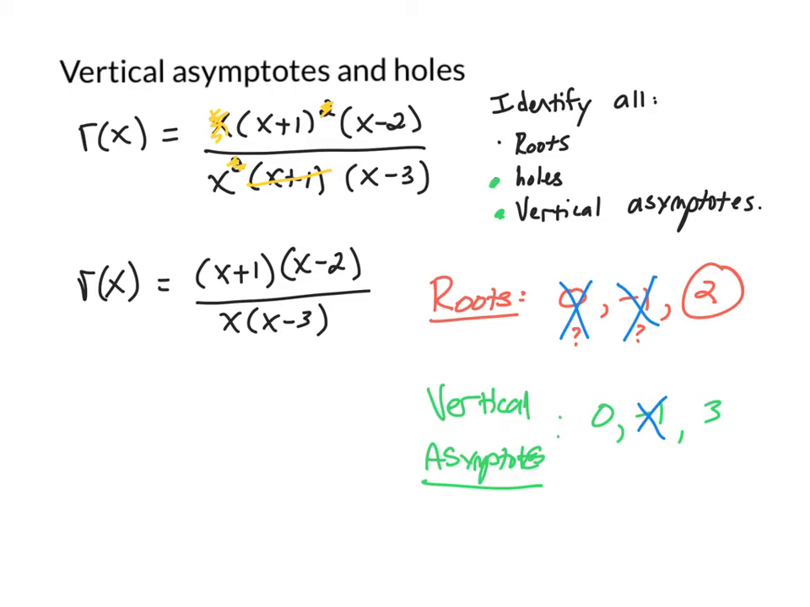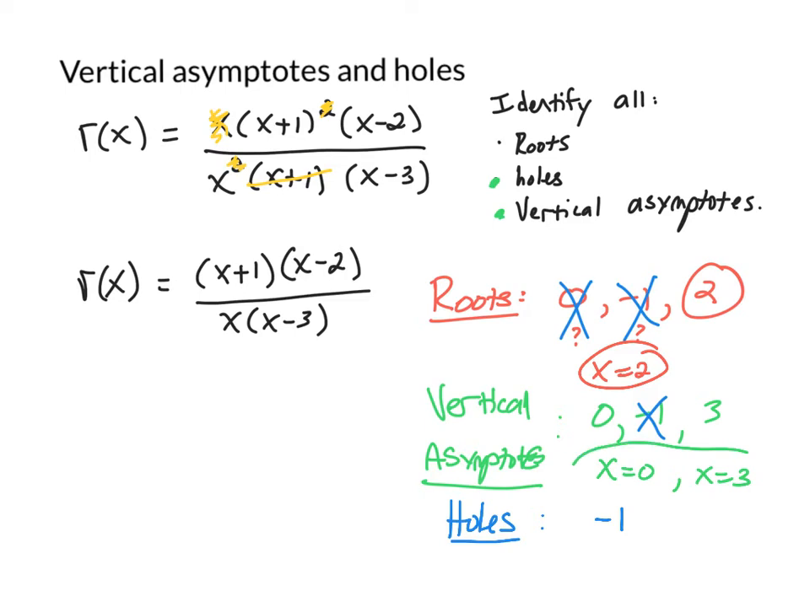And, well, the only thing left over are holes. Right, so we should have a hole at -1, right? So if we clean this up, we should have a root when x equals 2. We should have vertical asymptotes when x equals 0 and when x equals 3. And then we should have a hole when x equals -1.